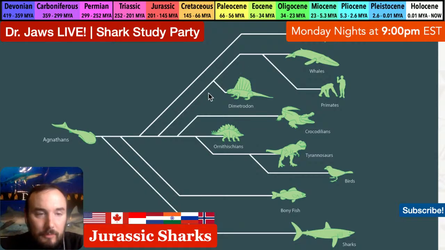So synapsids are the group of reptiles that, even some of them in the Mesozoic era, started to develop hair-like structures, like fuzz. They're still reptiles, but they eventually became the mammals that we know today. And this is where you can see these branches like the whales and primates.